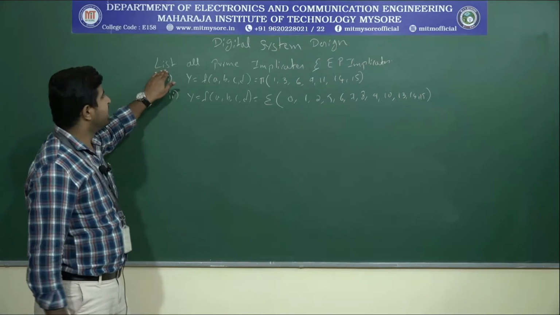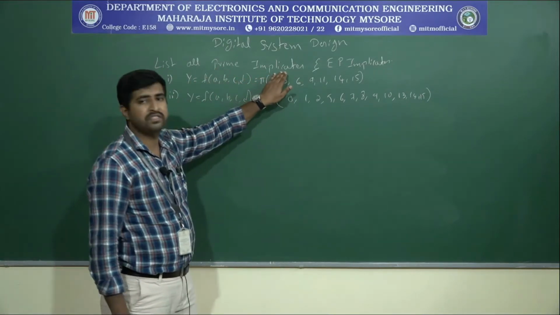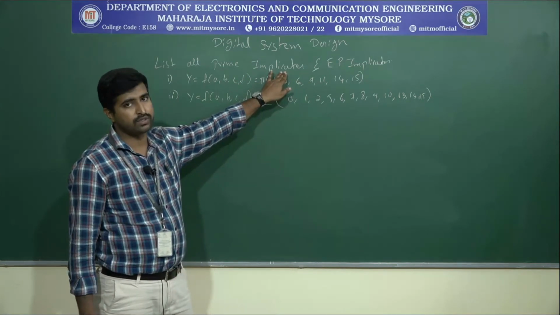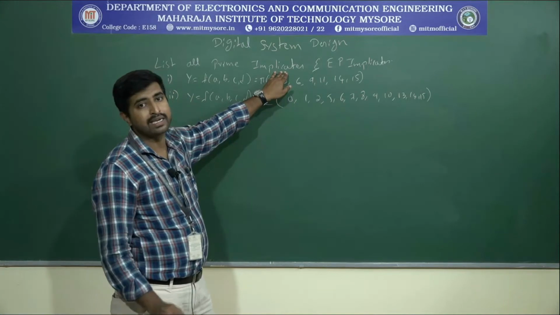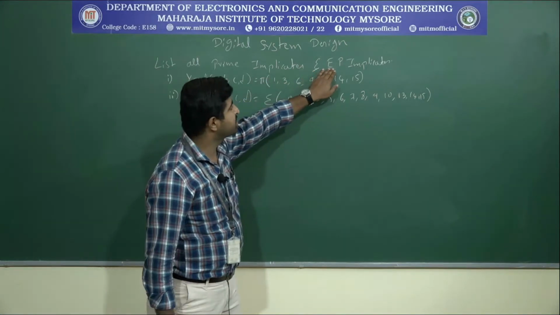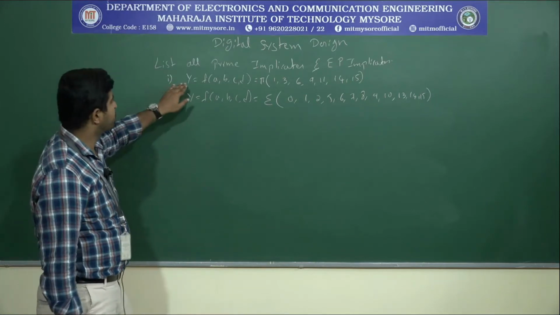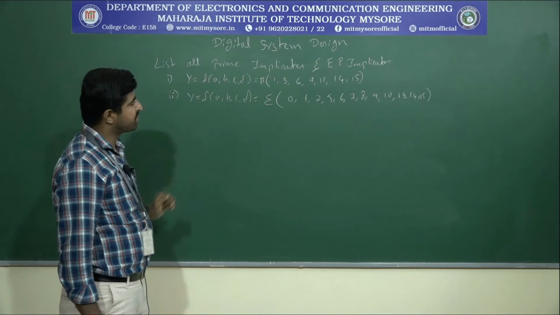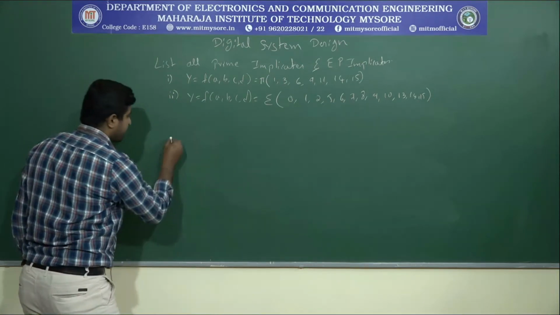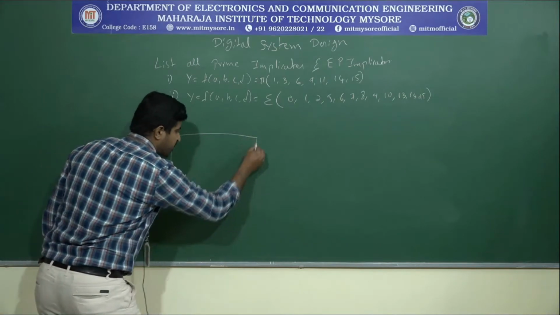The problem is: list all the prime implicates. So for implicates, we need to group the logic zeros to get the POS expression. Keep that in mind. And also list the essential prime implicates for the following functions. So the first one is given, and this is the second equation. Let's take the first equation. So let's write the K map for the given Boolean equation.